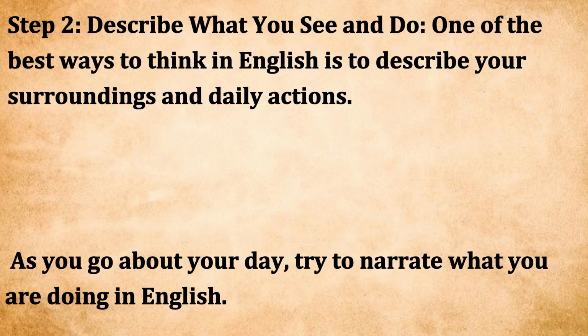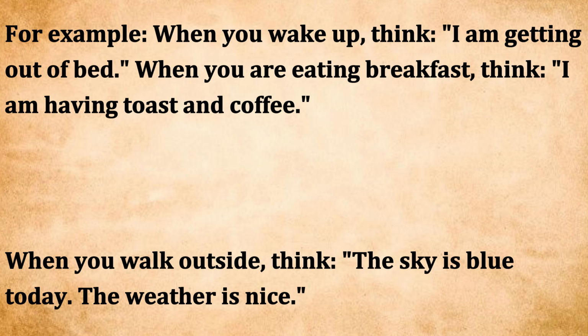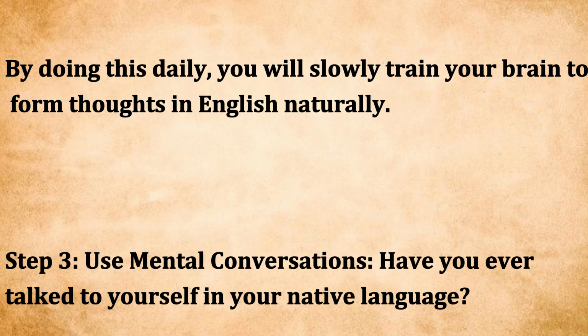Step 2. Describe what you see and do. One of the best ways to think in English is to describe your surroundings and daily actions. As you go about your day, try to narrate what you are doing in English. For example, when you wake up, think, I am getting out of bed. When you are eating breakfast, think, I am having toast and coffee. When you walk outside, think, the sky is blue today. The weather is nice. By doing this daily, you will slowly train your brain to form thoughts in English naturally.